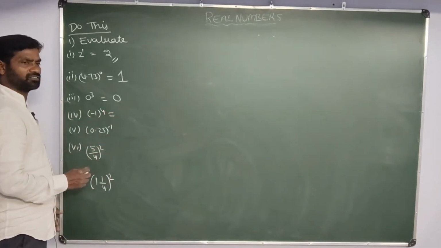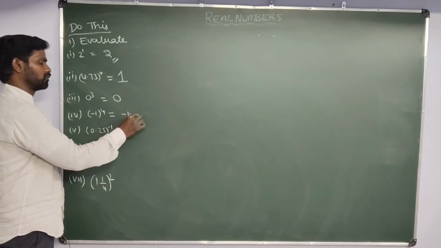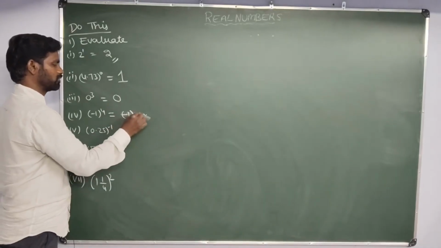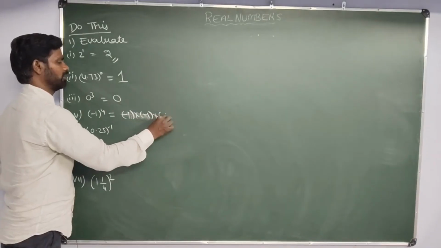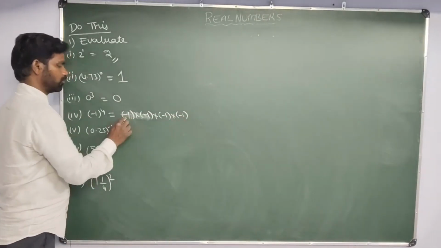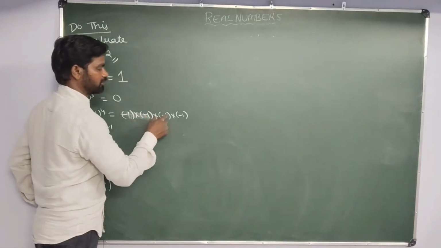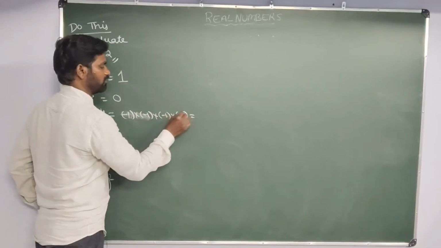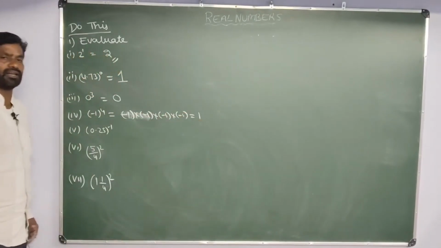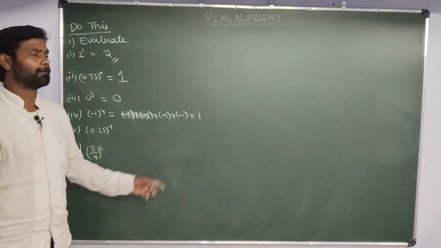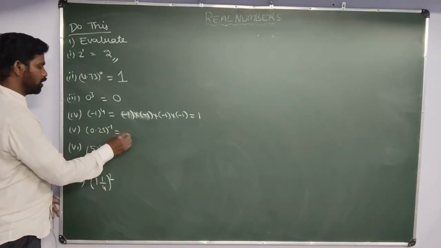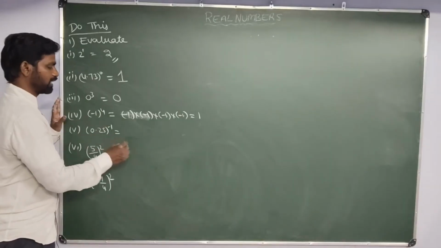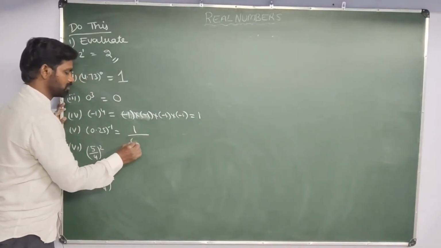Next, minus 1 whole power 4. That is minus 1 into minus 1 into minus 1 into minus 1. So minus into minus plus, plus into minus minus, minus into minus plus. 1 ones are 1, 1 ones are 1, 1 ones are 1. So it is plus 1. Minus 1 whole power 4 is nothing but plus 1. Next, 0.25 whole power minus 1. So we can write that as 1 by 0.25.